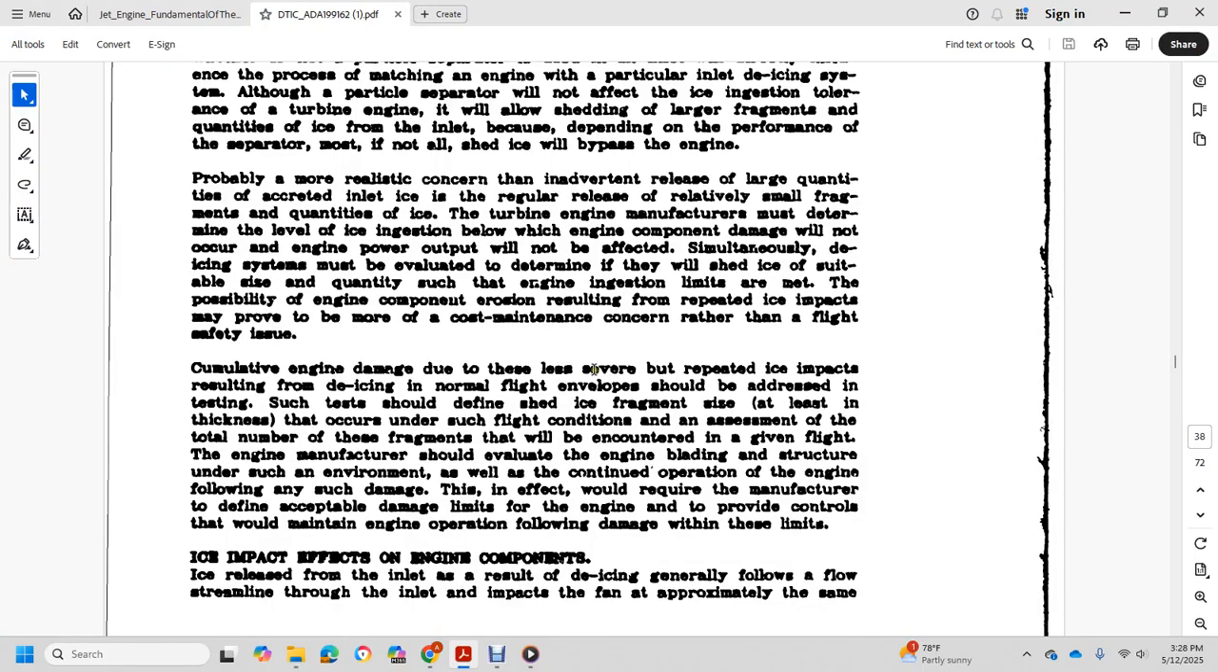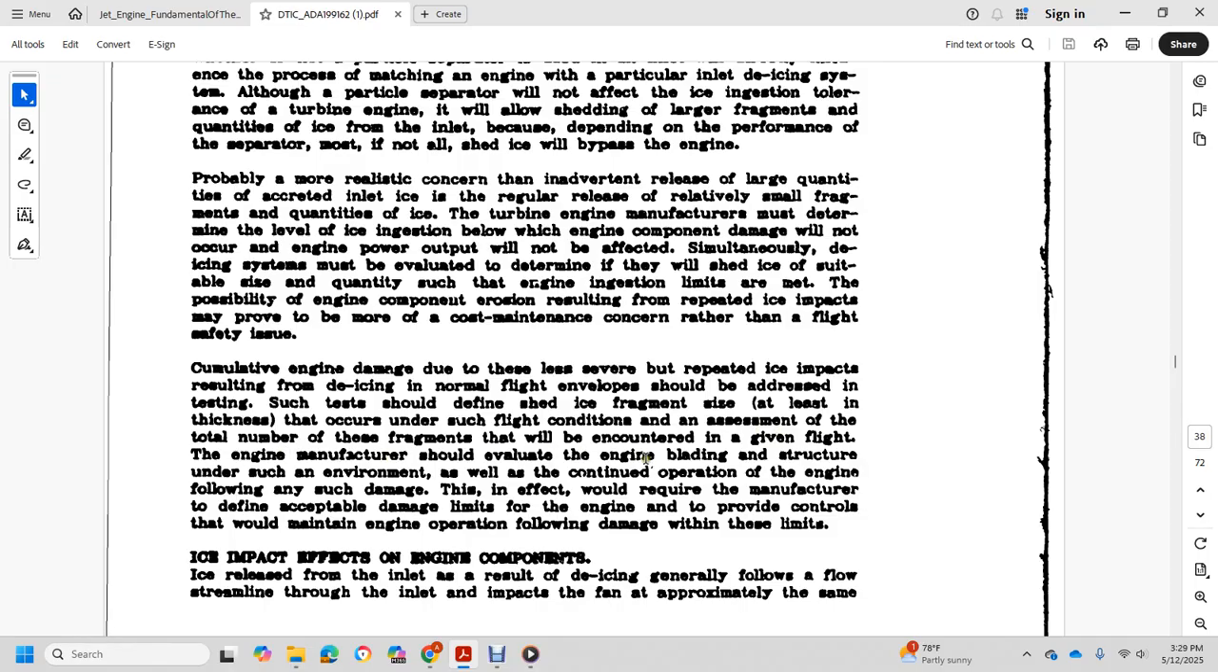Cumulative engine damage due to these less severe but repeated ice impacts, as a result of the de-icing in the normal flight envelope, should be readdressed in testing. Such testing should define the shed ice size, at least in the thickness of the curve in such flight conditions. The assessment of the total number of these fragments will be countered by a given flight.